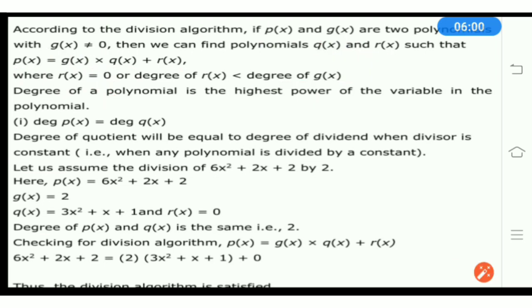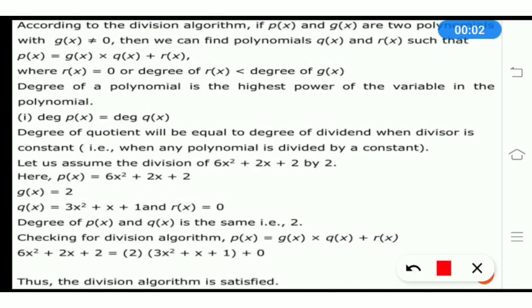So students, the degree of a polynomial means the highest power of the variable. Underline: highest power of the variable. So the degree of a polynomial is the highest power of the variable in the given polynomial. Now the first question, degree of p of x equals degree of q of x. The degree of the quotient will be equal to the degree of the dividend when the divisor is a constant.